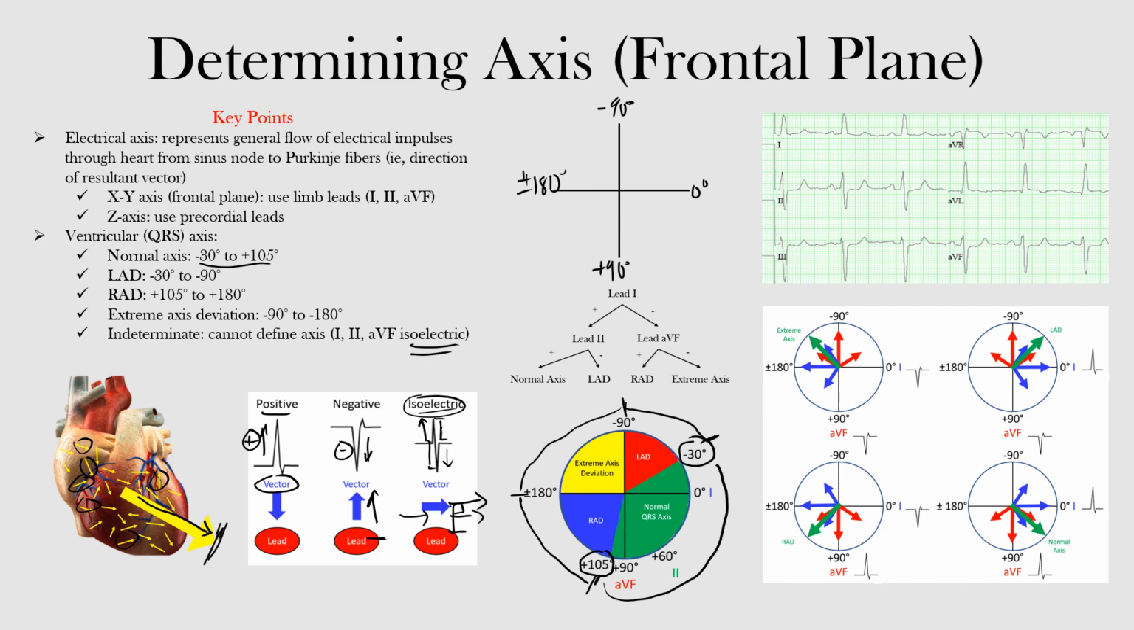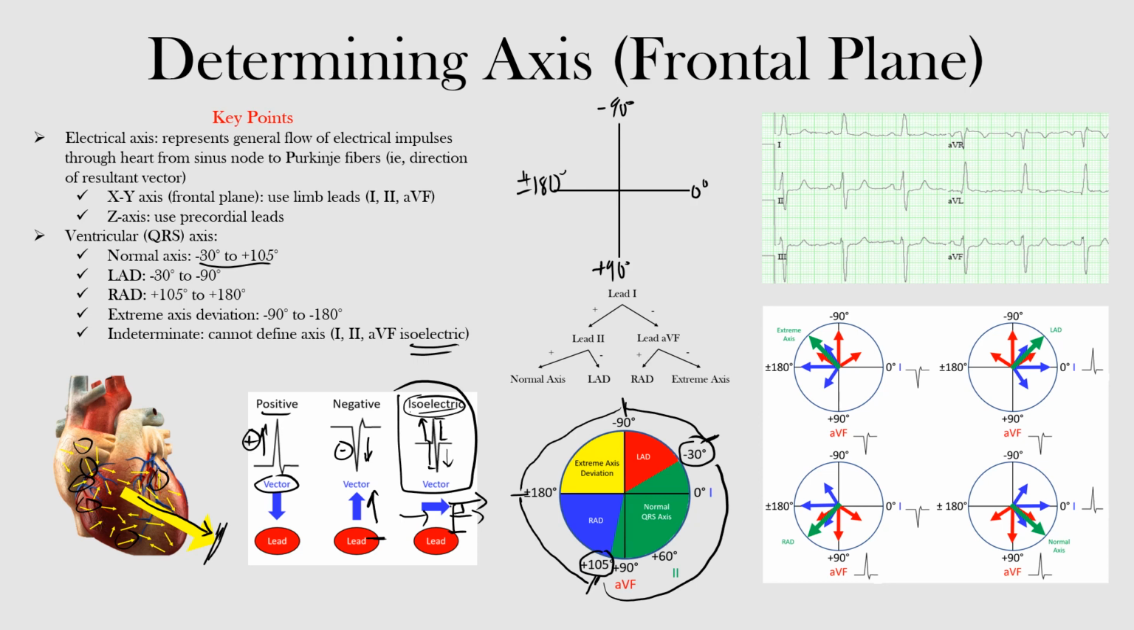So imagine that we have this isoelectric complex in leads 1, 2, and AVF. We call that an indeterminate axis, meaning we cannot determine what the actual axis is here. Now let's use leads 1 and AVF to look at how the axis can change based on whether the QRS complex is positive or negative in a lead.